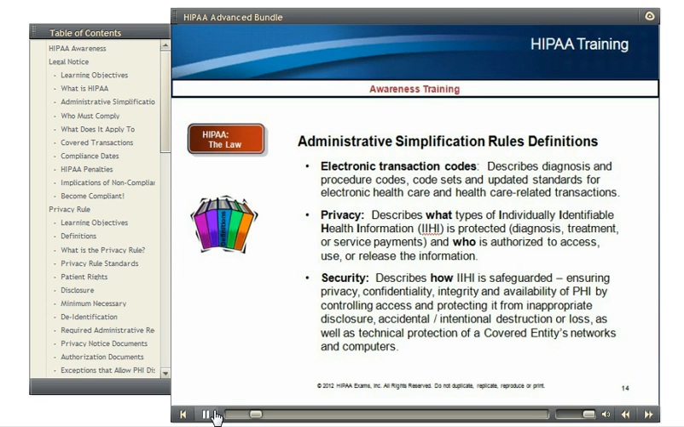Security describes how IIHI is safeguarded, ensuring privacy, confidentiality, integrity, and availability of PHI by controlling access and protecting it from inappropriate disclosure, accidental or intentional destruction or loss, as well as technical protection of a covered entity's networks and computers.